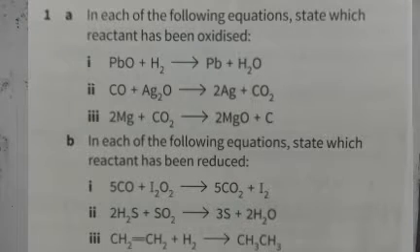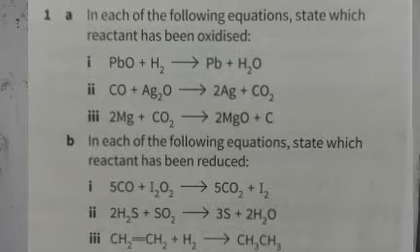Now look at the exercise in your book, page number 107, right? First one, A. In each of the following questions, state which reactant has been oxidized. The first one, lead oxide and hydrogen. Then the products are lead and water. So you can see there, from lead oxide, oxygen has been removed. So a removal of oxygen is a reduction. So the first one is a reduction.